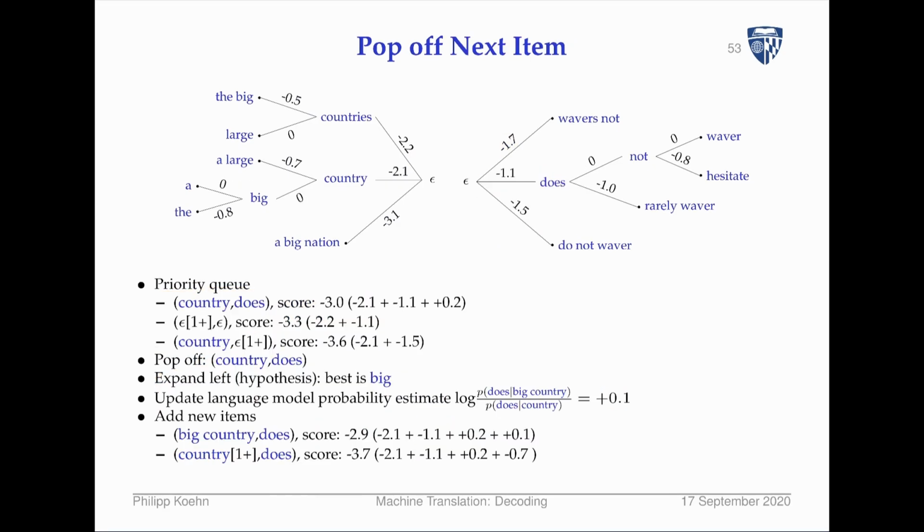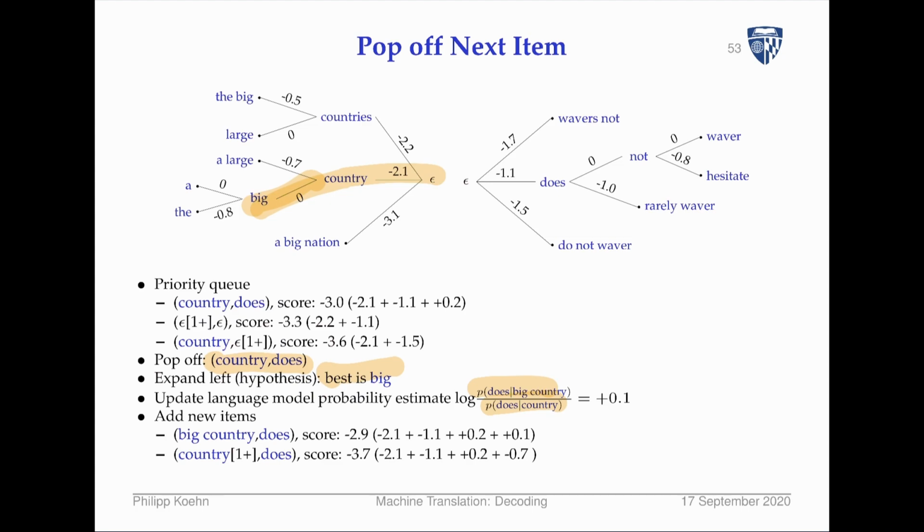Okay, we're gonna keep doing this now. We're popping off the next item, which is "country does", which seems to be on track towards the right path. Next word is "big", so we're expanding to the left here. So "country, big". That also allows us to update language model scores, and this is still a good match. So "big country does" is still a good match.